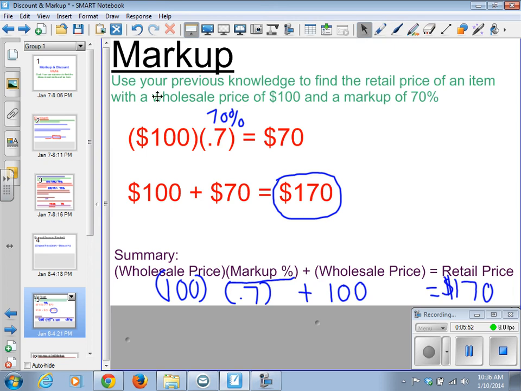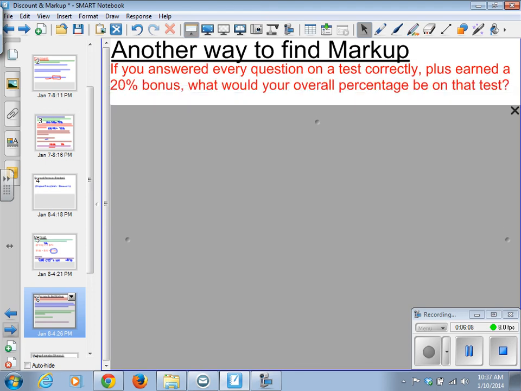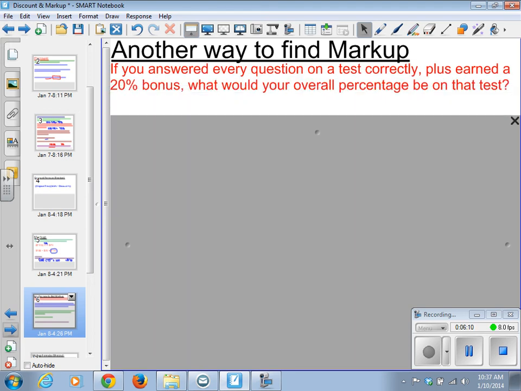So a couple steps here, multiplication, then addition. Again, we can do this in a little shorter way if we can do a little bit easier mental addition. Go back to our test example. If you answered every question on a test correctly, plus earned a 20% bonus, what would your overall percentage be on that test? Well, a perfect score is 100%. If we add a 20% bonus to that, we get an overall percentage of 120%.